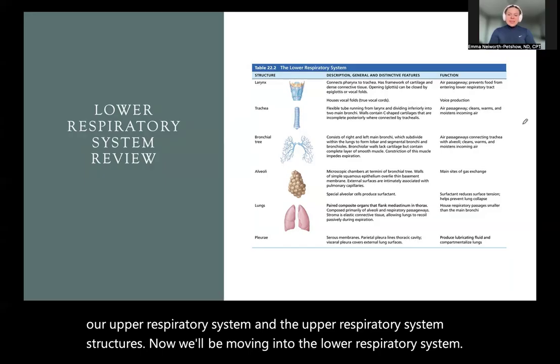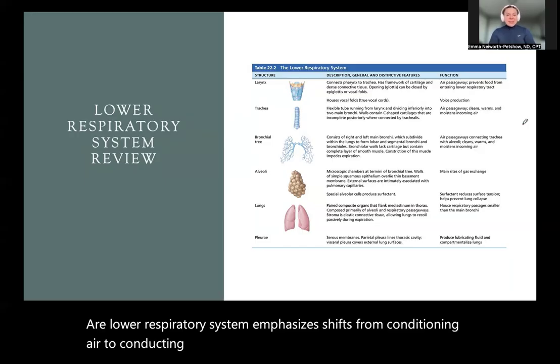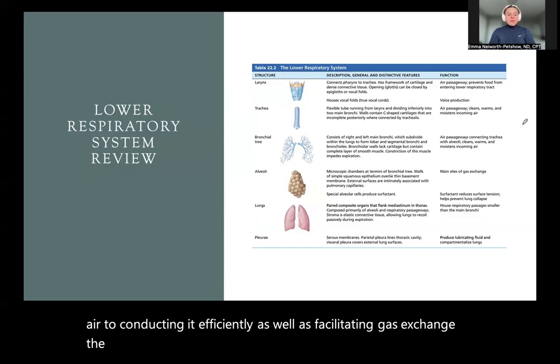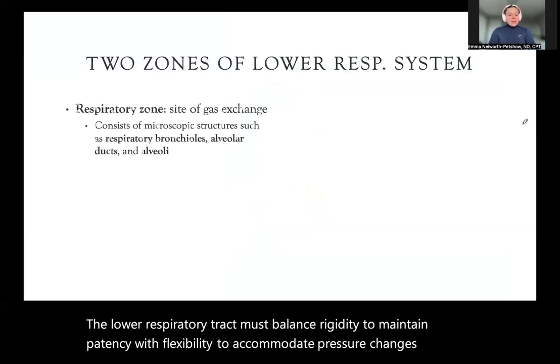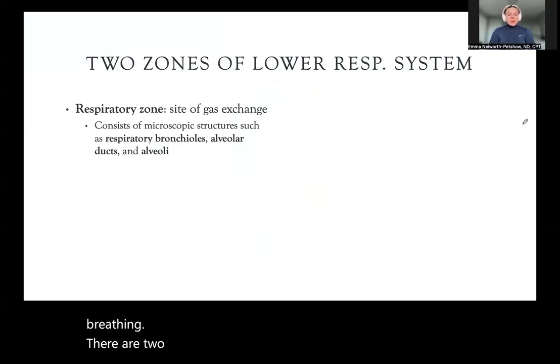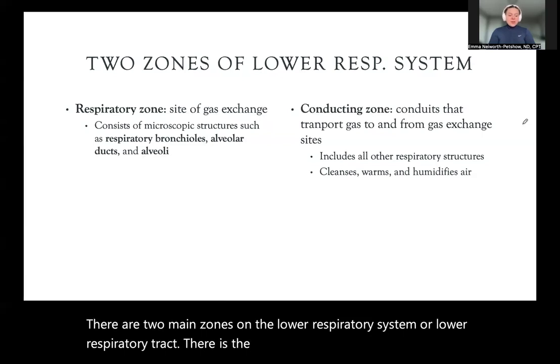Our lower respiratory system emphasizes shifts from conditioning air to conducting it efficiently, as well as facilitating gas exchange. The lower respiratory tract must balance rigidity to maintain patency with flexibility to accommodate pressure changes during breathing. There are two main zones in the lower respiratory system, or lower respiratory tract: the conducting zone and the respiratory zone.